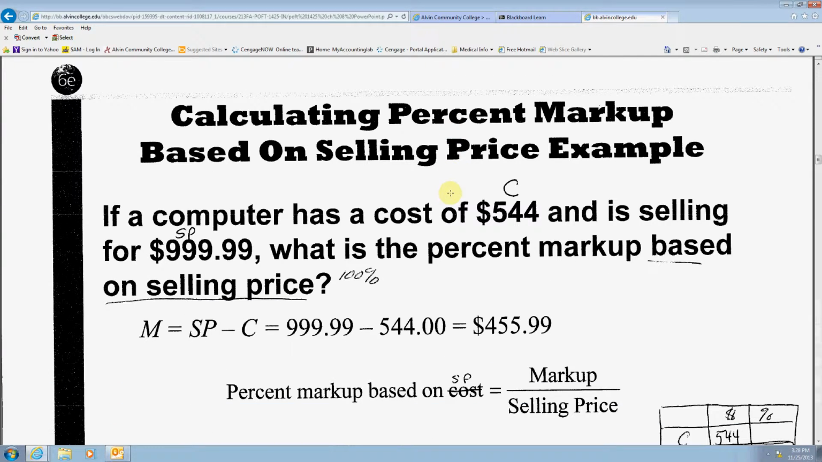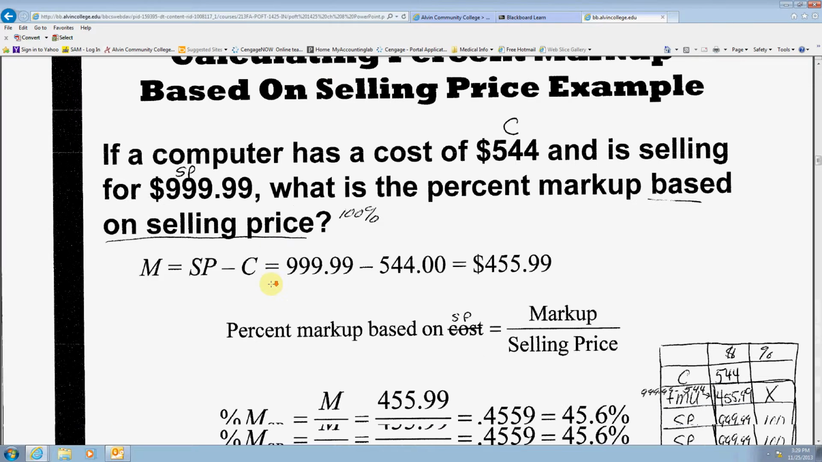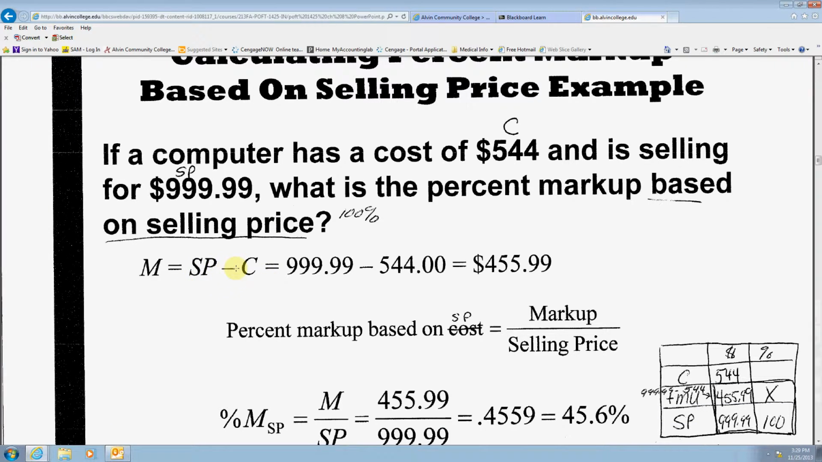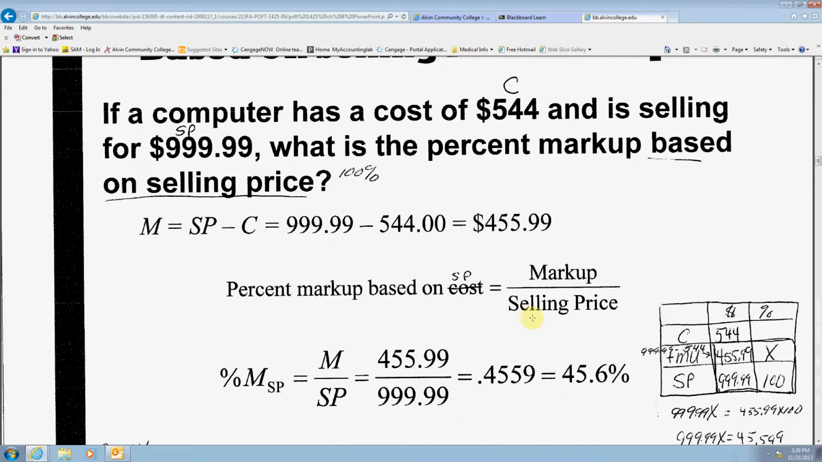If we have a computer that has a cost of $544, that is our cost, and its selling price is $999.99, what is the percent markup based on selling price? So selling price is 100%. Our formula is selling price minus cost to find our markup, so it's $455.99, and then percent markup based on selling price is markup divided by selling price. So our markup is $455.99, our selling price is $999.99, so it's 45.6% markup on sales price.